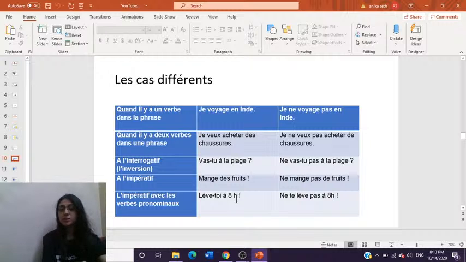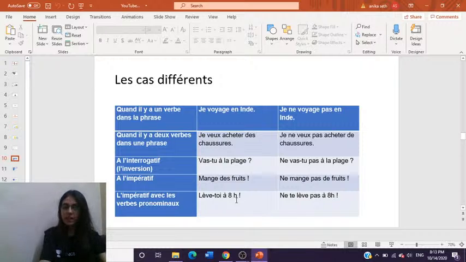If this sentence we need to change to the negative, we write it as "ne te lève pas". The object pronoun now again comes before the verb, and these two together, "te" and "lève", we cannot separate the two, so this is again one single unit where "ne" is placed before the verb and "pas" is placed after the verb. So these are the different cases of the negation.